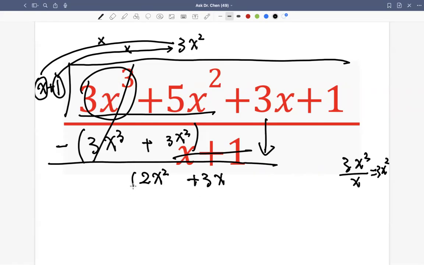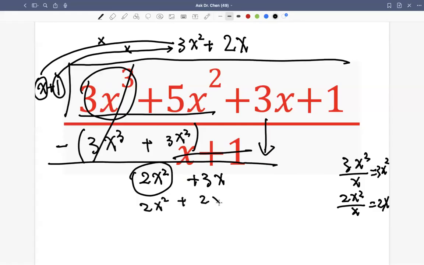Now, 2x squared becomes the leading term. So we're using 2x squared divided by x to get 2x. Then we put 2x on top of 3x. X times 2x, that's 2x squared. Plus 1 times 2x, that's 2x. Then subtract. Of course, the leading terms cancel to be 0. Then 3x minus 2x, that's just x.